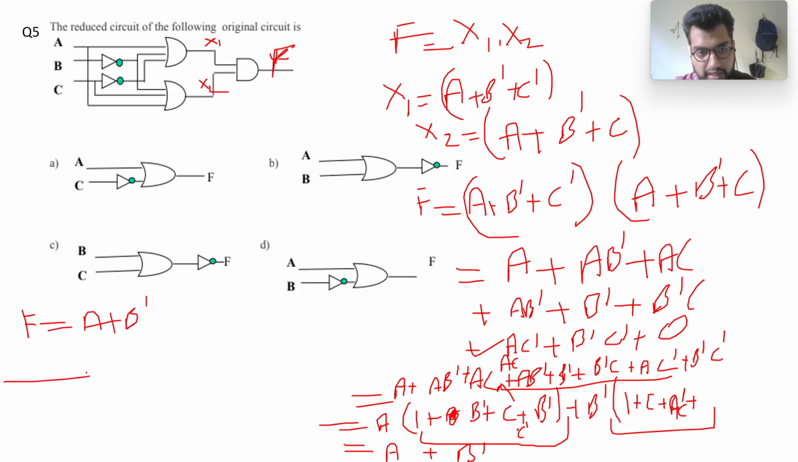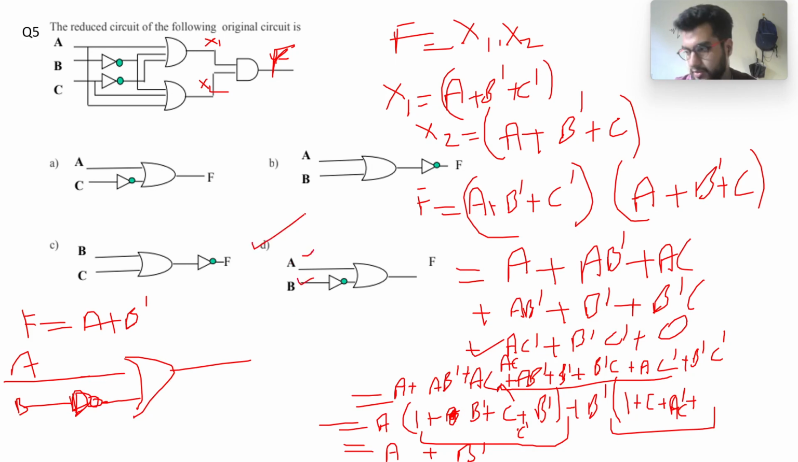So F can be realized like this: A and B goes to the NOT gate, and then it's the OR gate, and I have the function A plus B bar. So option D is my correct answer.